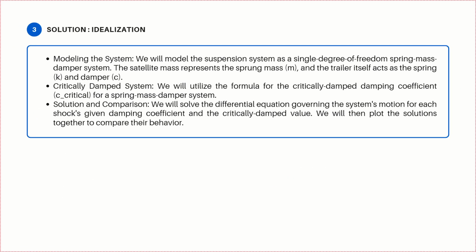On to the solution idealization, which is the method that we will be using. The first step is to model the system. We will model the suspension system as a single degree of freedom spring mass damper system. The satellite mass represents the sprung mass, and the trailer itself acts as a spring and damper. Then we will utilize the formula for the critically damped damping coefficient for a spring mass damper system, and then we can compare by solving the differential equation governing system motion for each shock's given damping coefficient and the critically damped value. We will then plot the solutions together to compare their behavior.